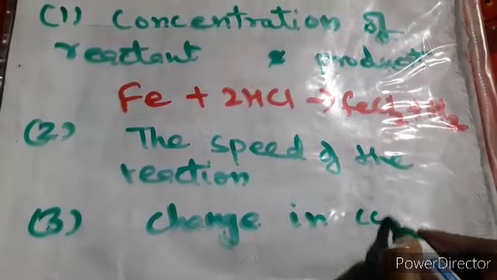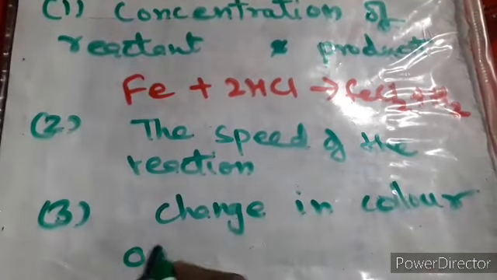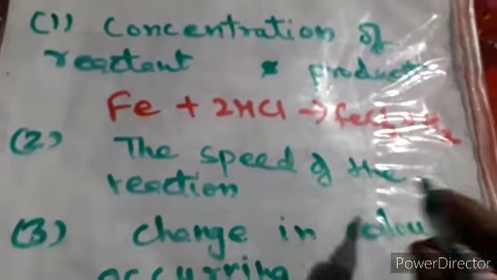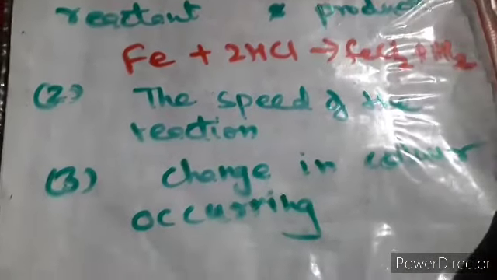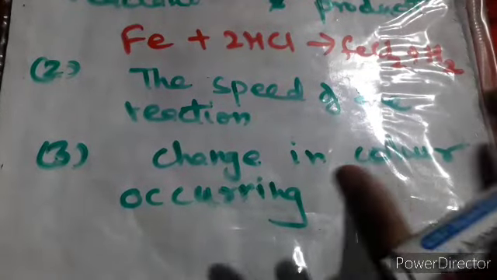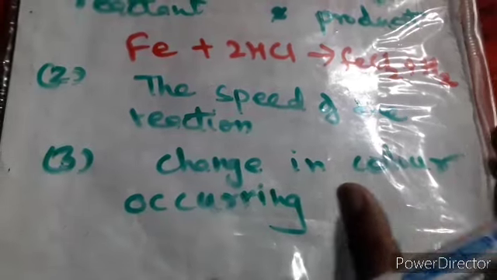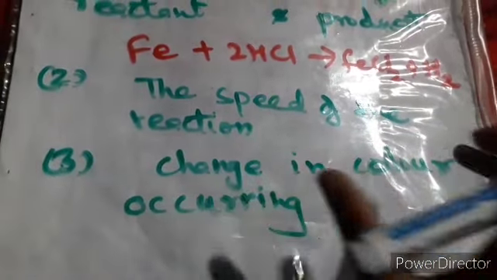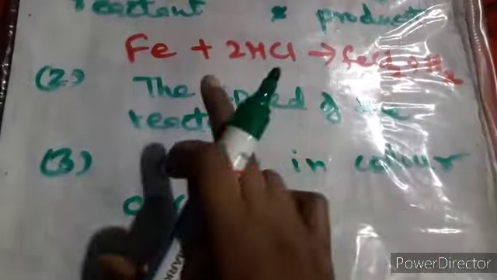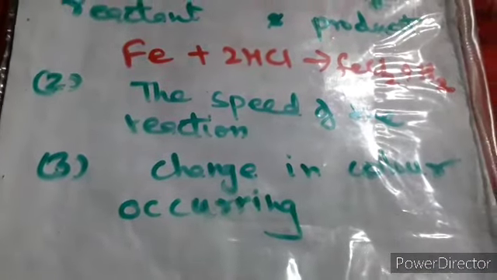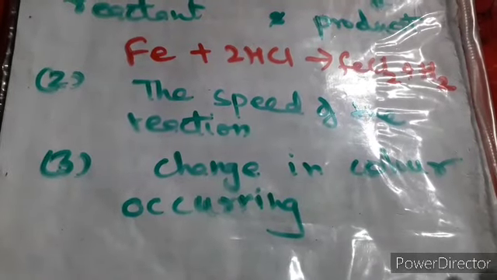Now the third point arises about the change in color occurring, right? By looking at the equation, can you tell me what is the color of FeCl2, or what is the color of Fe, what is the color of HCl? Nobody can judge. So we cannot predict the colors that are formed during the chemical reaction, especially when we are writing. When we are seeing it, then you can judge, but once you have written it, you cannot predict what will be the color of the compounds that are present in your chemical equation.